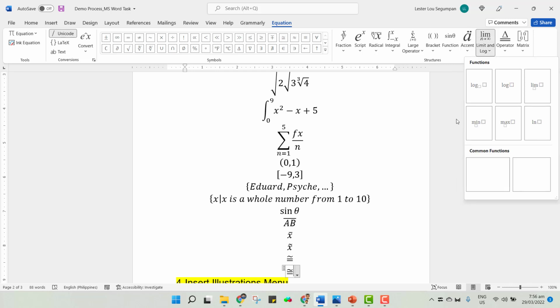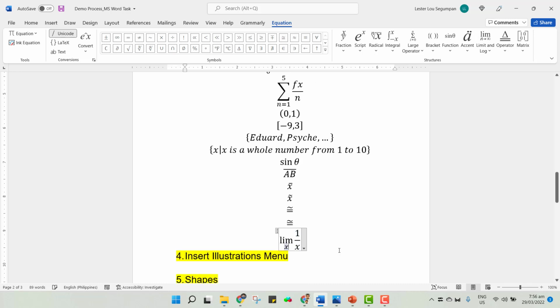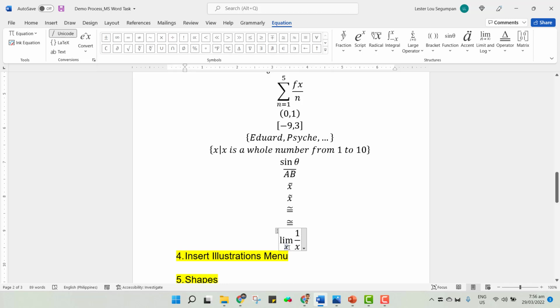The limits are also here. You can also input here limits. So, as the input, the limit of 1 over x, x approaches. Take note, if we use approaches, we're going to use an arrow. We're going to have the arrow here, this one. But there is also a shortcut for this. Use a shortcut, forward slash 2, as x approaches 0.